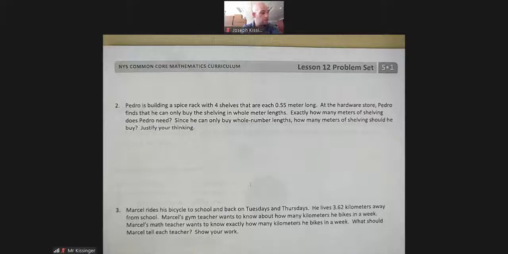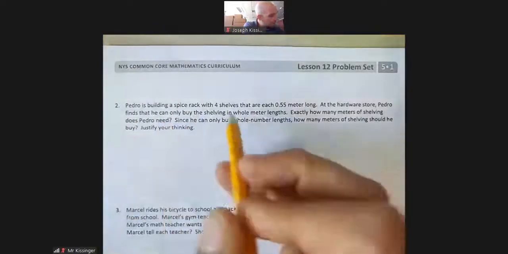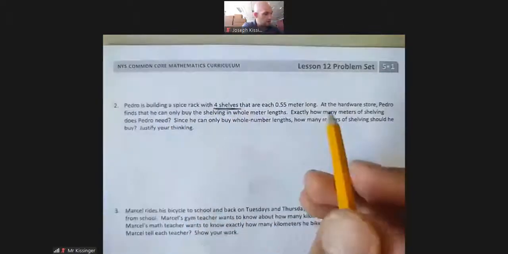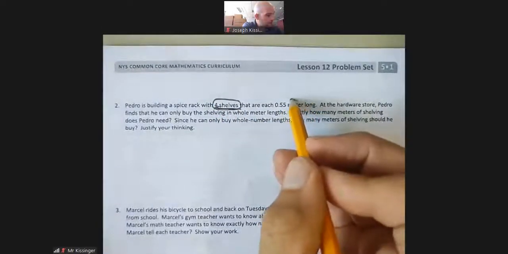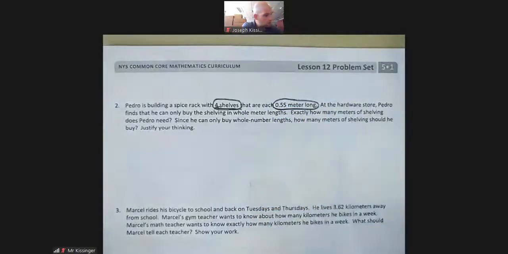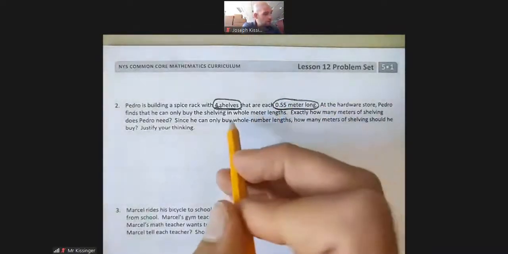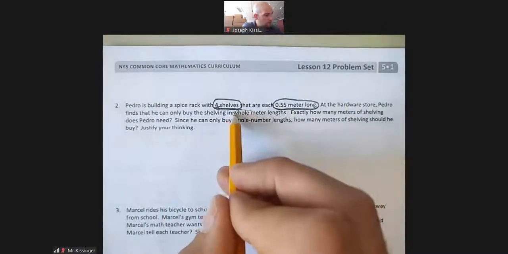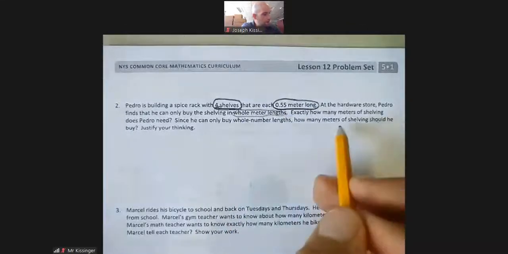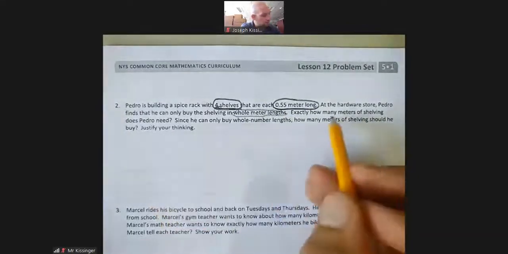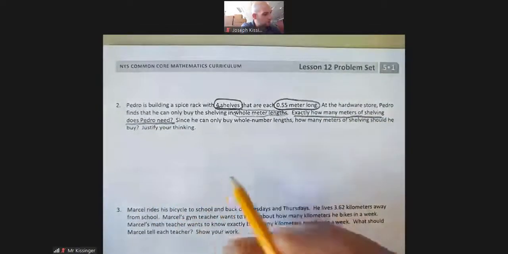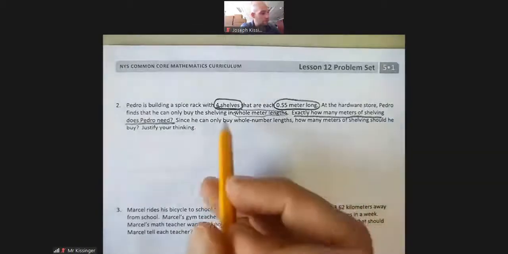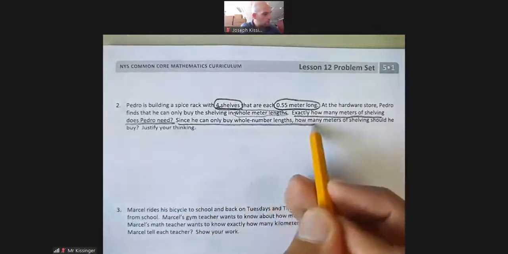Justify your thinking. So if he wants to build a spice rack and he needs 4 shelves, we'll circle that because it's a number, 4 shelves, and they're each 0.55 meters long. He finds he can only buy the shelving in whole meter or 1 meter lengths. Exactly how many meters of shelving does Pedro need? And then, since he can only buy whole number lengths, how many meters of shelving should he buy? So we have a two-part question here.